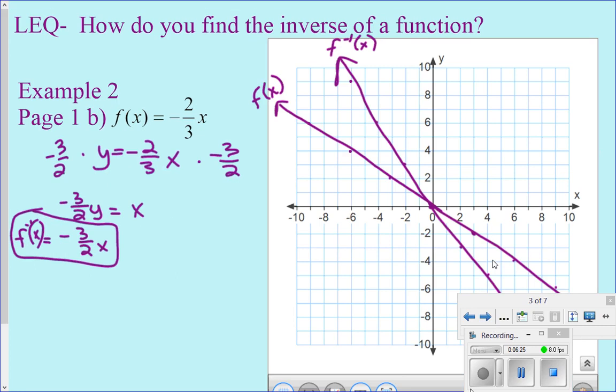So here is B. So I plotted the original, so f of x is my original graph, and then in order to solve that I had to multiply by the reciprocal of -2/3, so -3/2. So f inverse of x is -3/2 x, and then I graphed that as well.